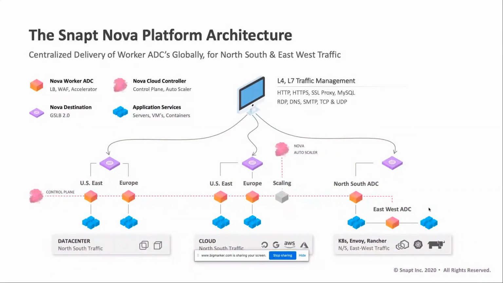Now, from a traffic standpoint, you can see the various types of layer 4 and layer 7 traffic management that we offer, from HTTP, HTTPS, SSL termination, MySQL, remote desktop, DNS, SMTP, and of course, TCP and UDP traffic. So this will be a good example of how we would deliver an ADC globally to facilitate security and performance for a globally available application.